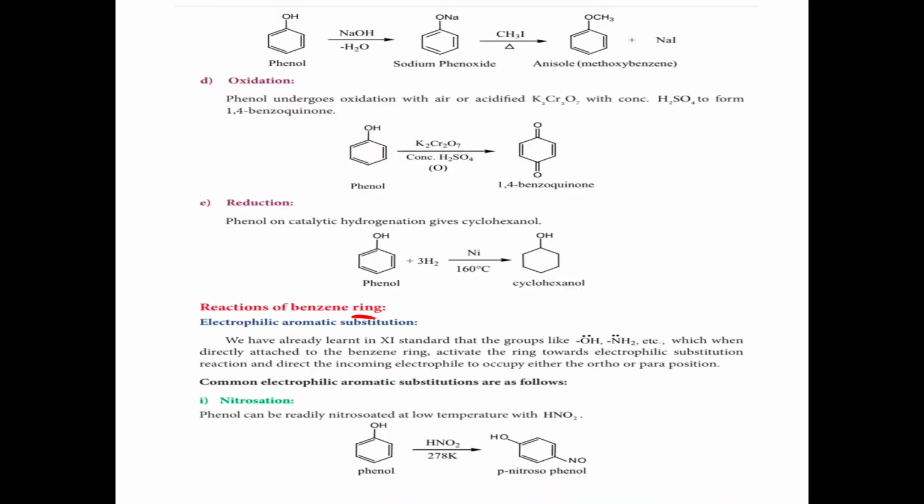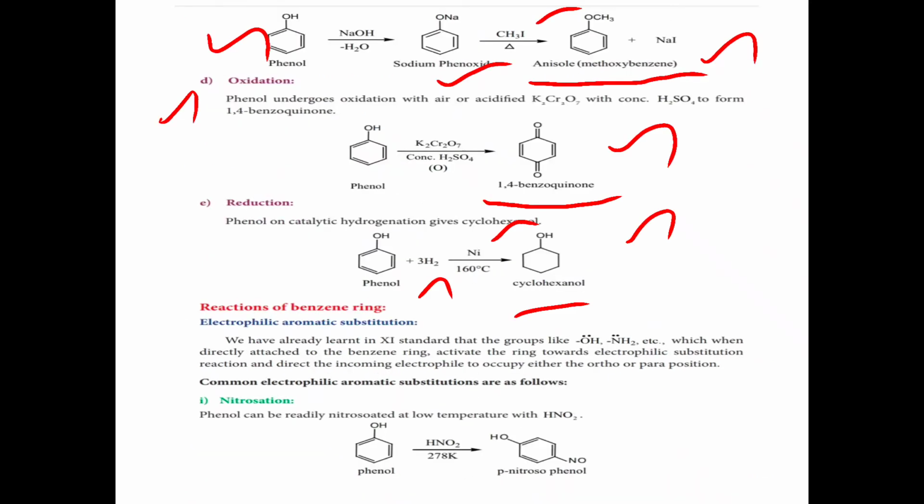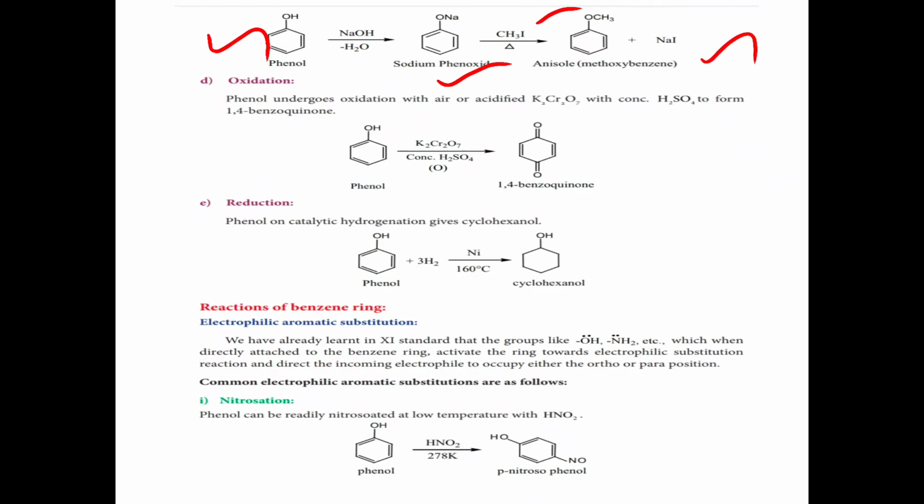And the next one is the Williamson ether synthesis. In this Williamson ether synthesis, by using phenol, an aromatic alcohol, aromatic ether is formed. And then the oxidation of phenol by using the oxidizing agent acidified potassium dichromate with concentrated sulfuric acid, 1,4-benzoquinone is formed. In the reduction reaction of phenol, addition of hydrogen with nickel acting as a catalyst at 160 degrees Celsius, cyclohexanol is formed.